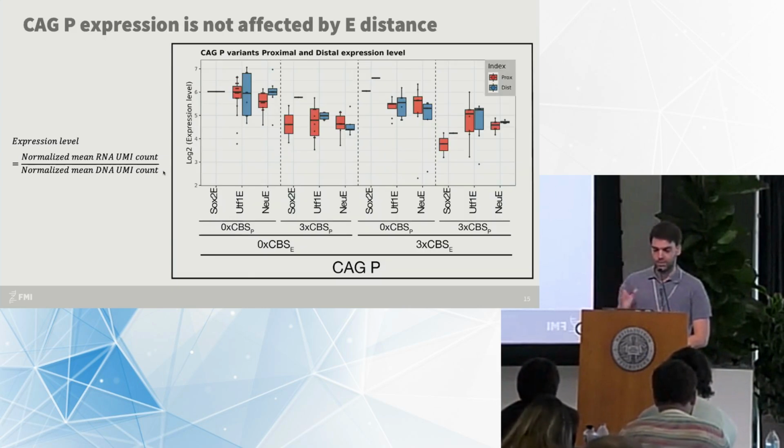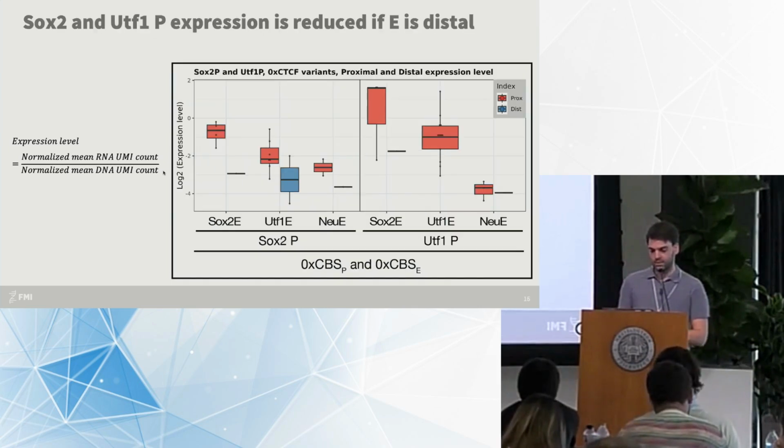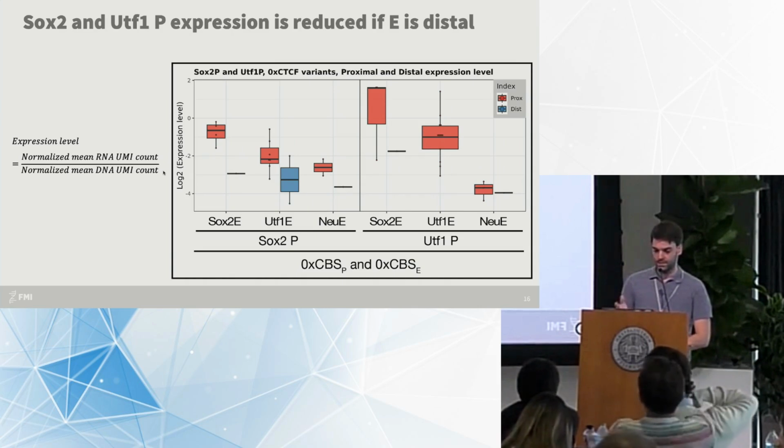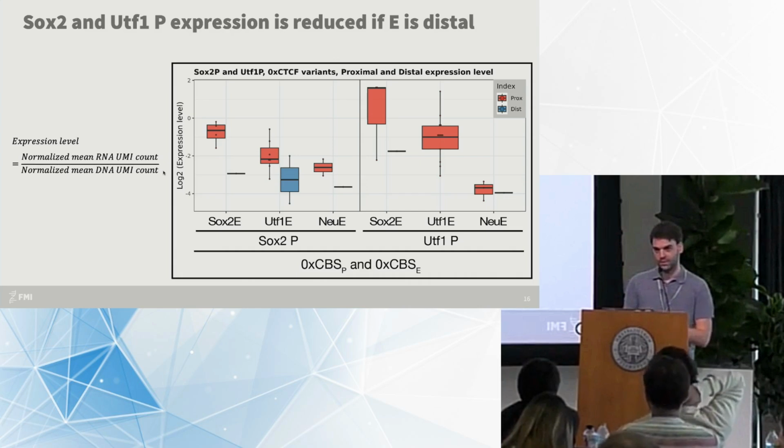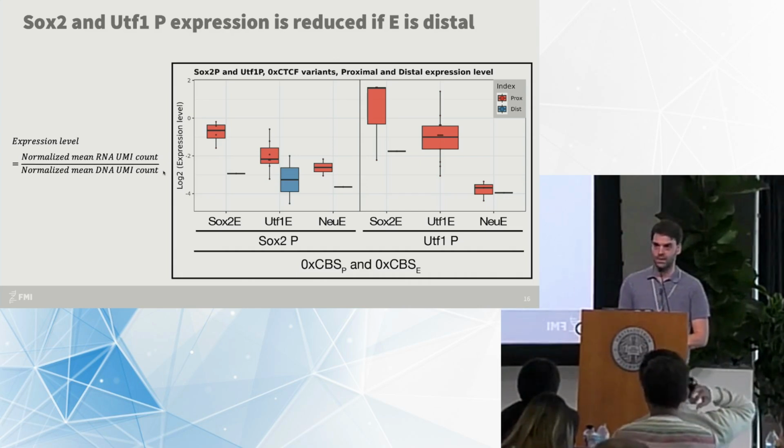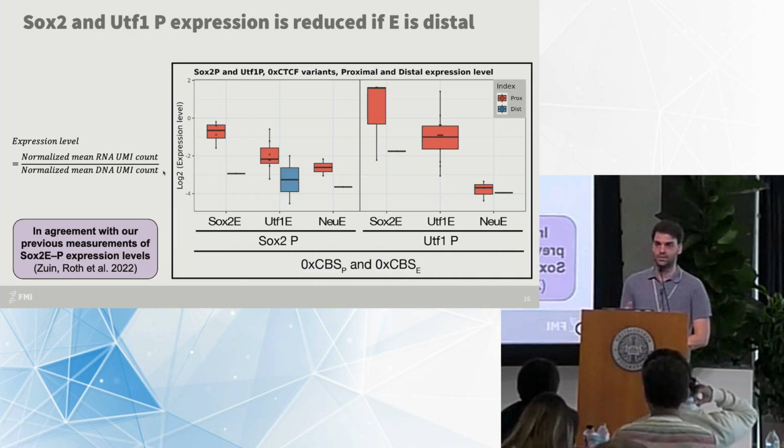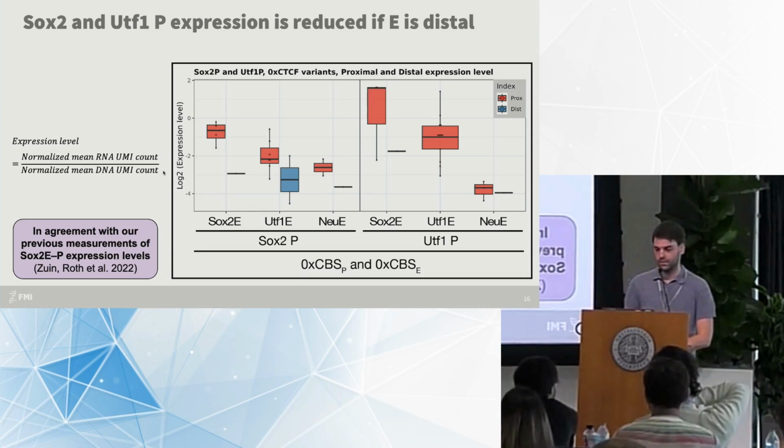And now looking at the proximal-distal data and comparing the enhancer in a proximal and distal way, we saw that the CAG, which is a very strong promoter on its own, did not really respond to the enhancer being close or far away, whereas the endogenous promoters, SOX2 and UTF1, have seemingly reacted and reduced their expression when the enhancer was far away. And this is in agreement with our previous findings when we measured the distance dependence of the SOX2 enhancer-promoter pair, where we also saw a clear decrease when the enhancer was further away.